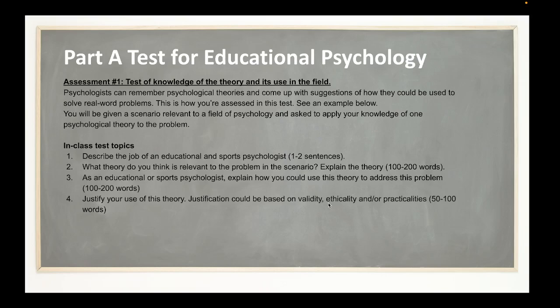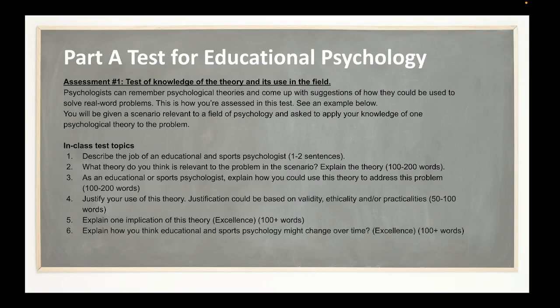You're going to justify your use of the theory. And then, so the justification could be the fact that it's a very valid theory, it's supported by evidence, your strategy might be pretty ethical or practical, right? So it could be quick, cheap, easy. So you're looking at really practicality, ethicality, and validity. These are the 3 things that we juggle all the time in psychology, all right? And can you explain an implication of the theory? And I'm going to link some resources to how to do this in a moment. And can you explain how, in this case, educational psychology might change over time? So they're the 6 questions you need to be prepared for part A for the test.